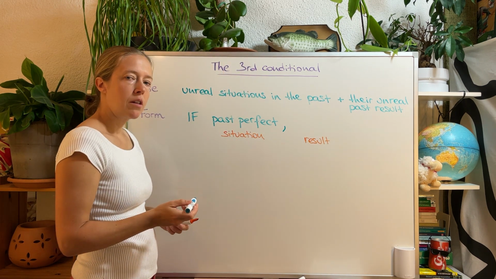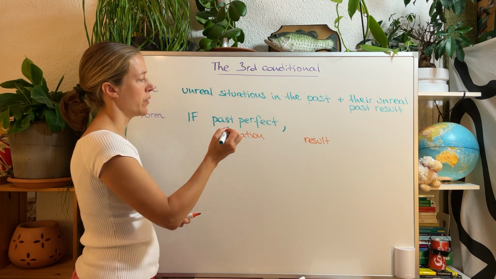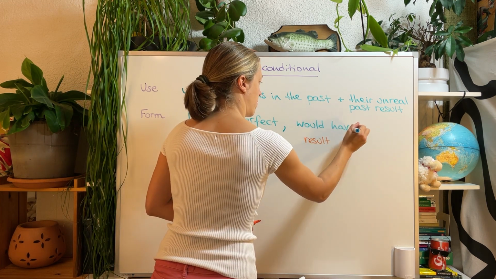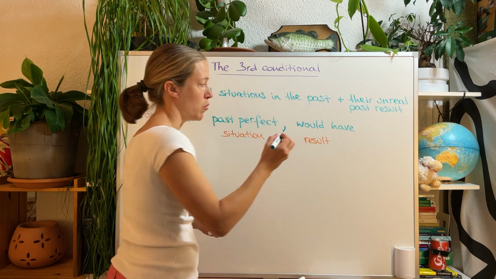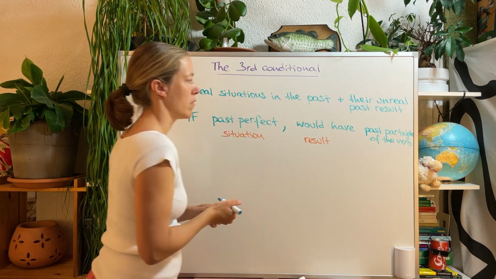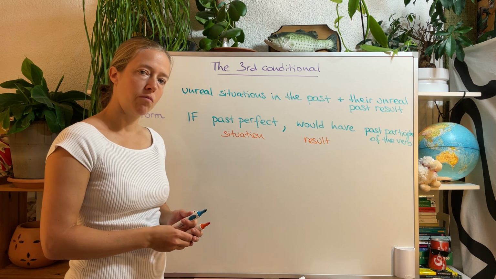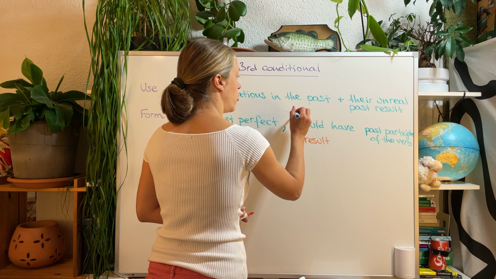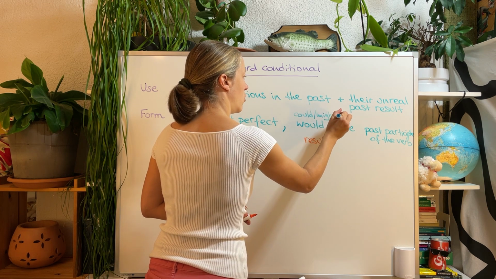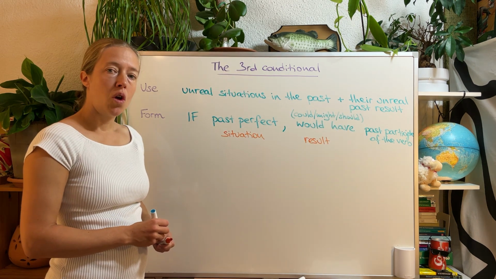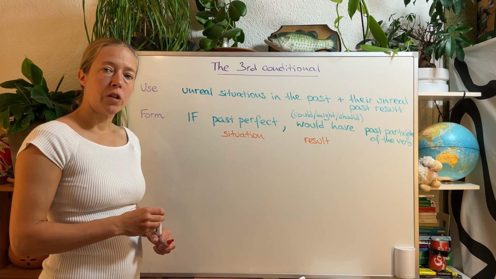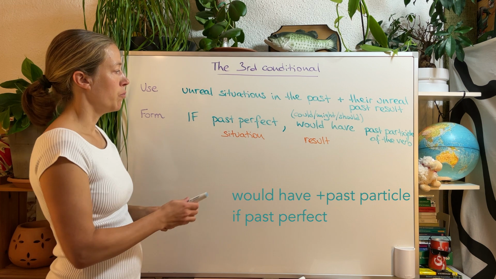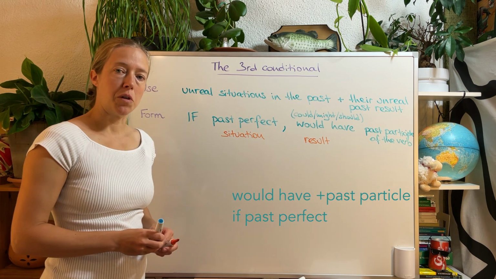The result in a third conditional structure is written using would, have, and the past participle of the verb. Instead of would, you could have another modal verb, for example, could, might, or should. You could also write this third conditional structure starting with the result, but then you don't write the comma.